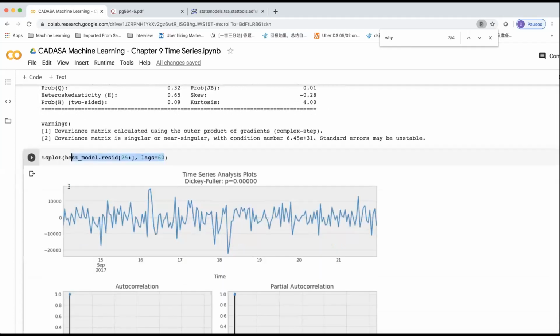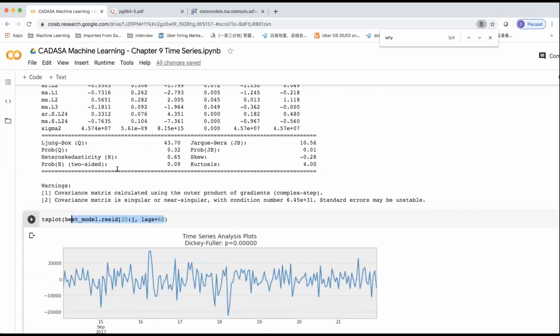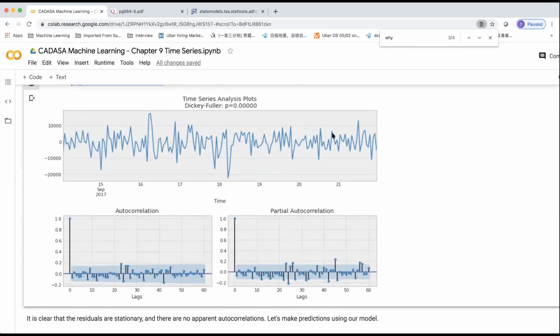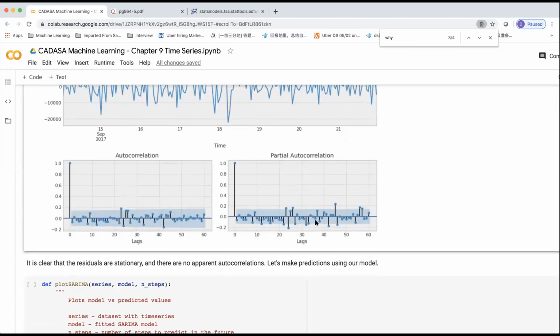So this is just a plot of the best model we had here. So this is basically just a plotting of this kind of model here. As you can see, P equal to 0, the whole process is quite stationary, and we don't have any kind of problem with autocorrelation and partial autocorrelation anymore.